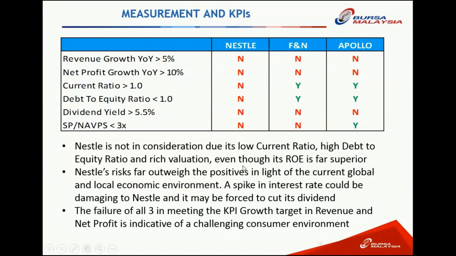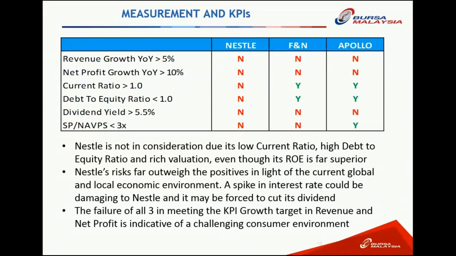But when we want to analyze the whole thing, in this case, Nestle is not in consideration due to its low current ratio, high debt to equity ratio, and rich valuation, even though its ROE is far superior. Nestle's risks far outweigh the positives in light of the current global and local economic environment. A spike in interest rate could be damaging to Nestle, and it may be forced to cut its dividend.